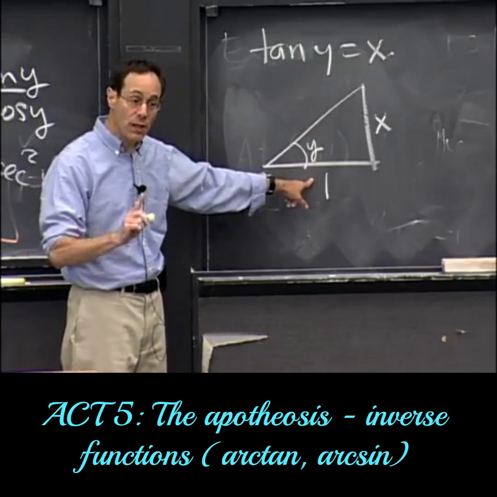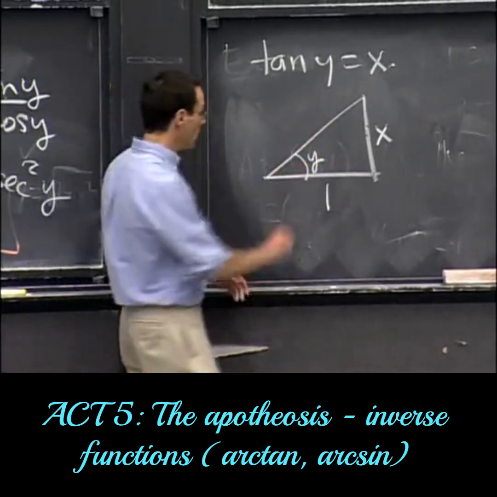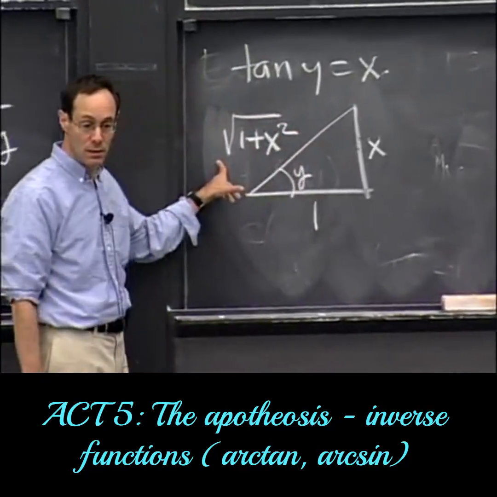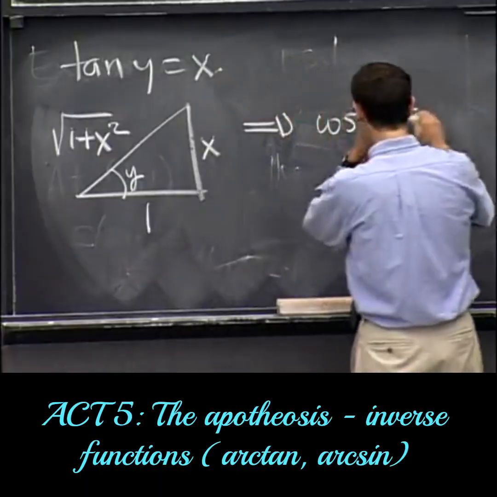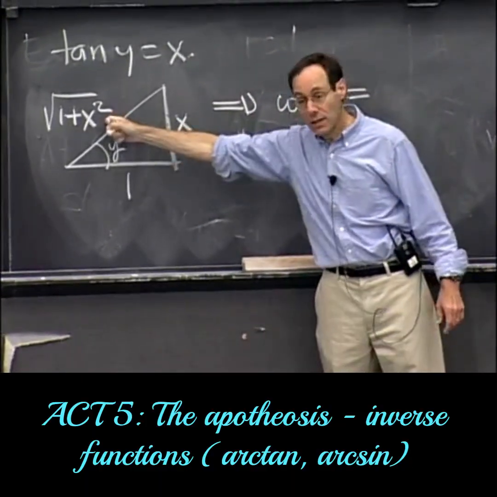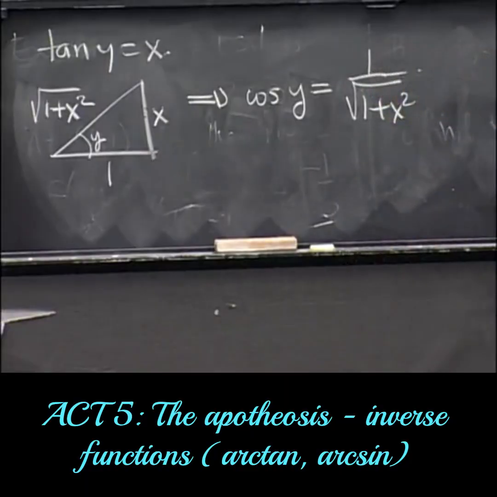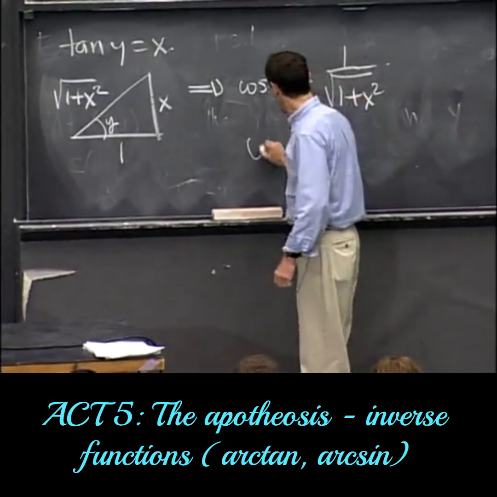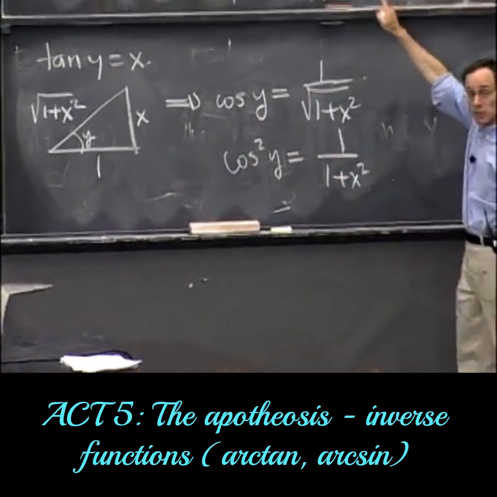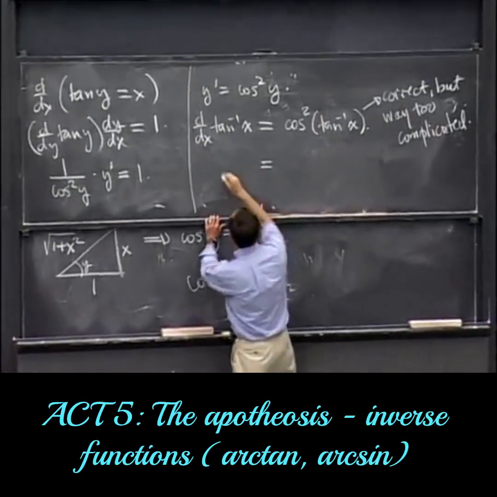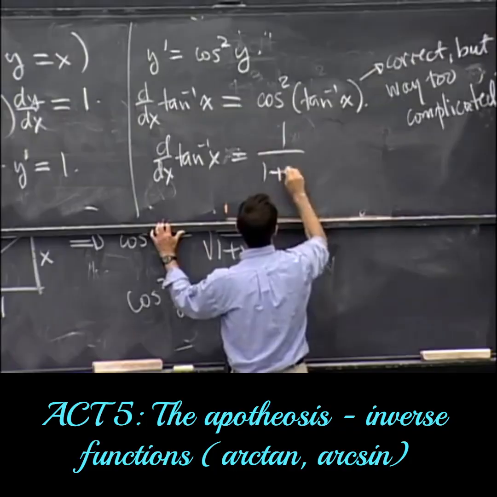And now, all I have to do is figure out what the cosine of y is in this right triangle here. In order to do that, I need to figure out what the hypotenuse is. But that's just square root of 1 plus x squared. And now I can read off what the cosine of y is. So the cosine of y is 1 divided by the hypotenuse. So it's 1 over square root of 1 plus x squared. That's it. And so cosine squared is just 1 over 1 plus x squared. And so our answer over here, the preferred answer, which is way simpler than what I wrote up there, is that d by dx of tan inverse x is equal to 1 over 1 plus x squared.